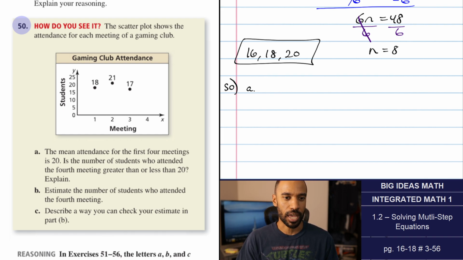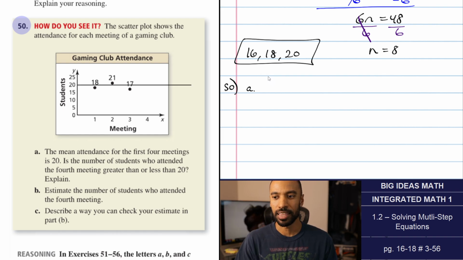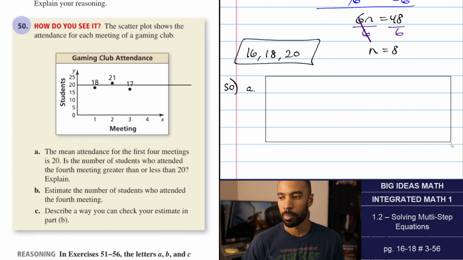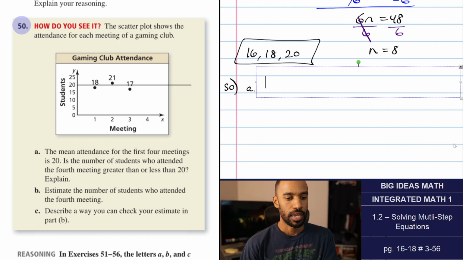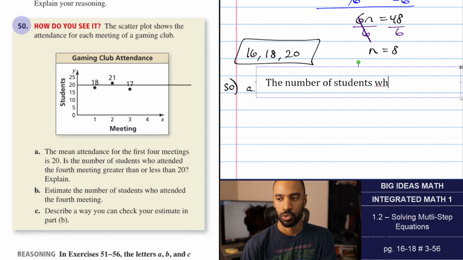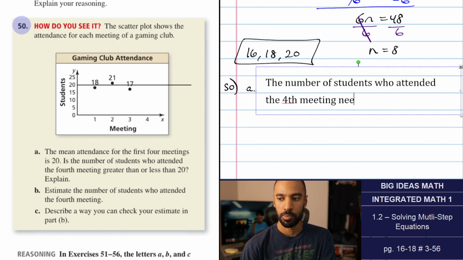Now, one thing I'm going to do is draw a line here to represent if this is 20, I guess kind of like that, right? If this is 20, for the 4th meeting, to average these things out, we need another one above there. We had one that was above 20, and the other 2 were not only less than 20, but they were more less than 20 than the one was more than 20. So the number of students who attended the 4th meeting needs to be more than 20. How much exactly, we'll figure it out.